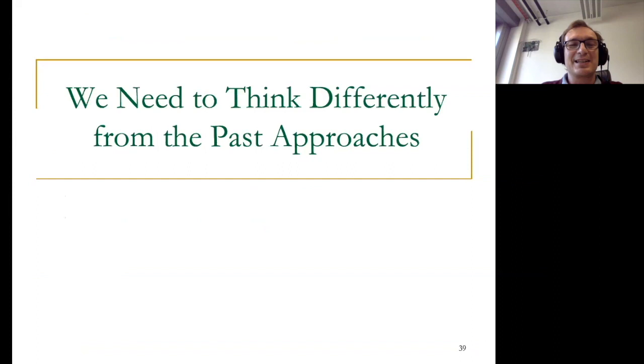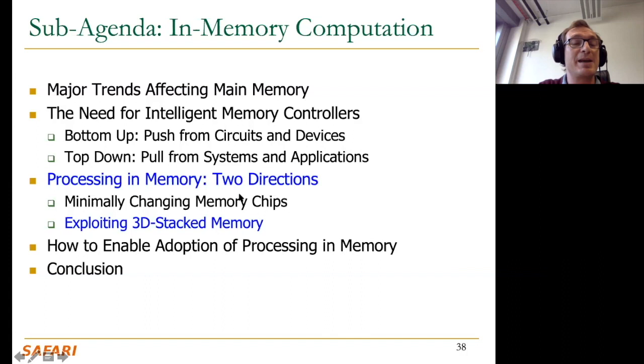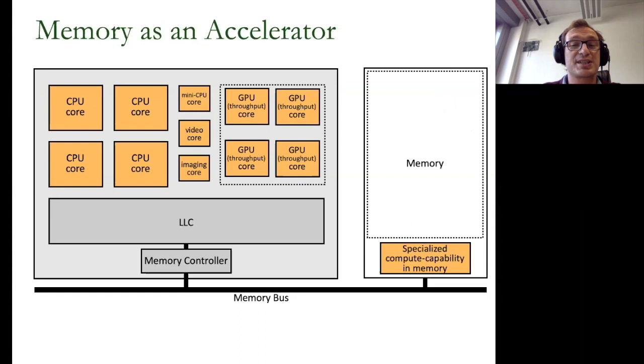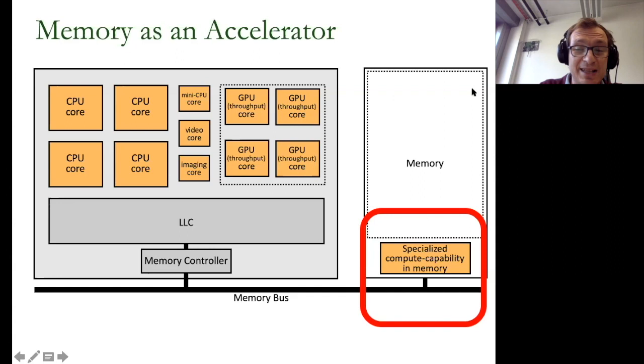Okay, with that said, let's talk about 3D stacked memory now, near data processing. We were talking about two approaches to processing in memory, and if we're done, I think, minimally changing memory chips. We may talk about this again when we talk about non-volatile memories, emerging technologies briefly, but I'm not going to go back to it, though we may actually give some other examples later on. Okay, let's talk about exploiting 3D stack memory. As I said, these are both thinking differently from the past approaches. We are still thinking of memory as an accelerator. It doesn't matter if you're minimally changing memory, if the accelerator is inside the memory here or inside the logic layer here. We're still thinking about memory as an accelerator.